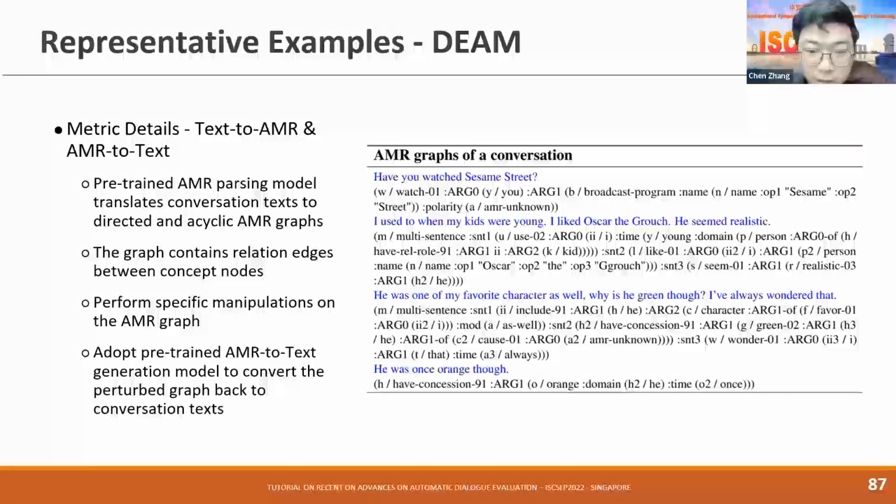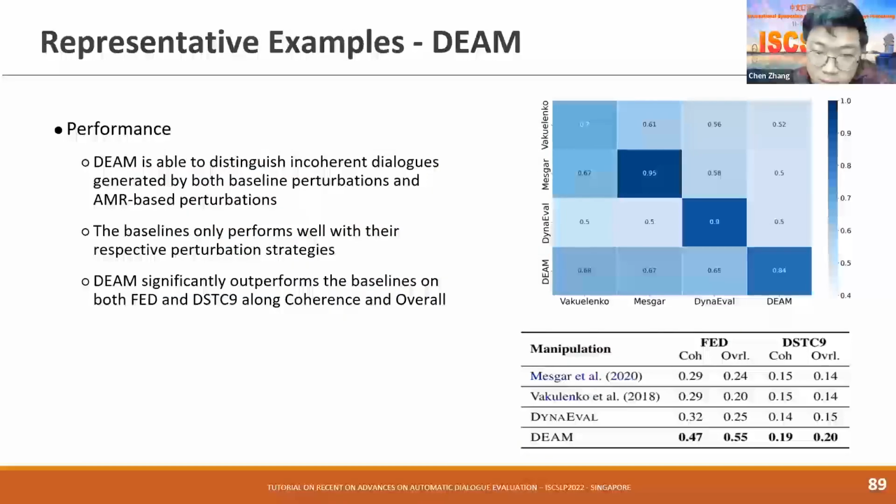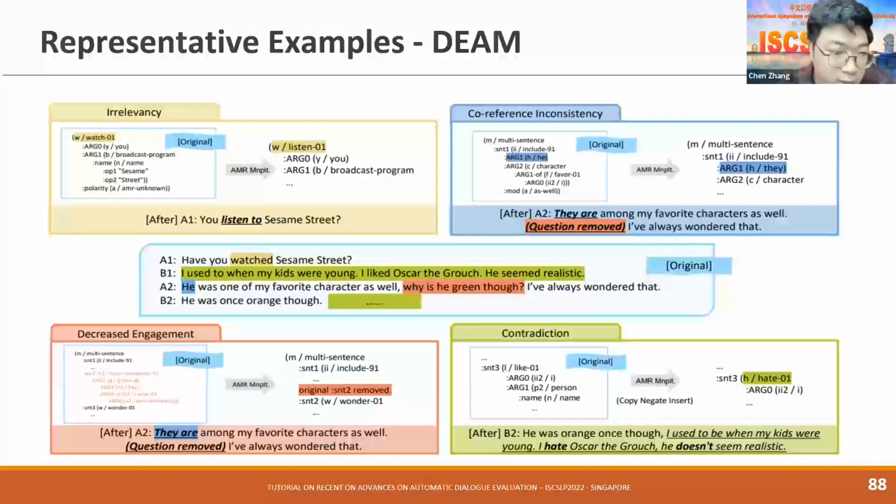Then after that, they perform some specific manipulation on the AMR graph. Then they adopt a pre-trained AMR-to-text generation model to convert the perturbed graph back into conversational text. So here are the details of each perturbation strategy: irrelevancy, co-reference inconsistency, decreased engagement, and contradiction. Due to time constraints, I will just introduce one.